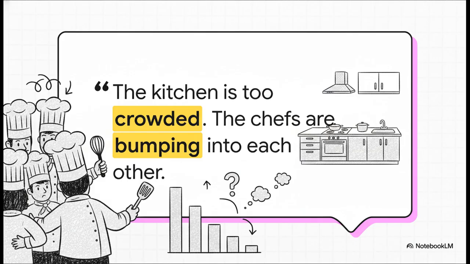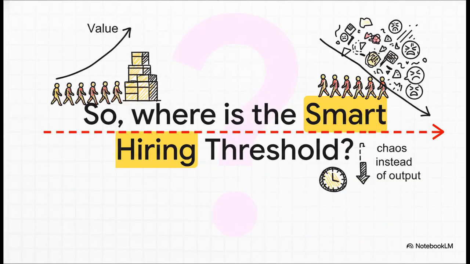And once you understand this law, it leads you straight to the single most important decision you can make as a manager in this situation. Which is, where do you stop? What is the smart hiring threshold? This is the million-dollar question. Knowing the theory is one thing, but actually applying it, that's everything. If you just look at the numbers, the answer becomes really, really clear.